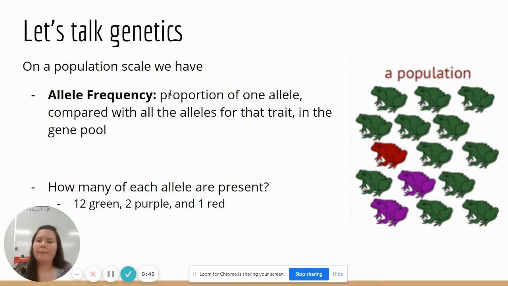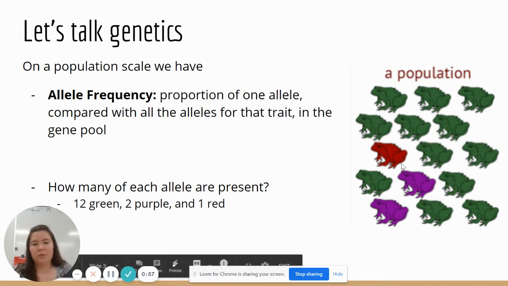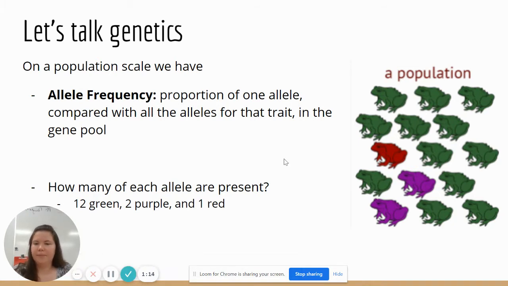Now, allele frequency is looking at the proportion of one allele to another. So how many do you have of each allele? Here you have 12 green, 2 purple, and 1 red. This tells you that the green allele is most often found in the population. Okay, so it's the one that you have the majority of. Frogs are green. You have less that are purple and even fewer that are red.